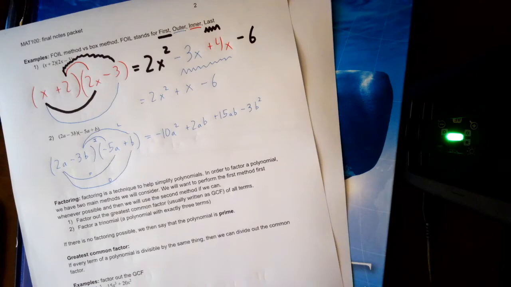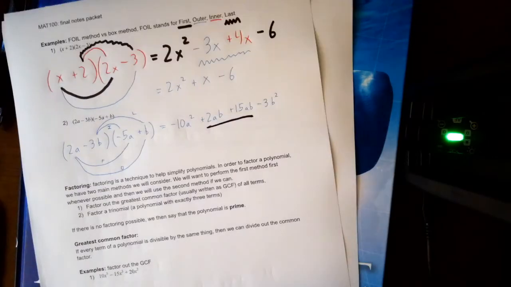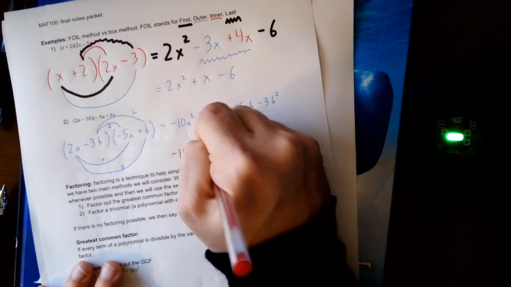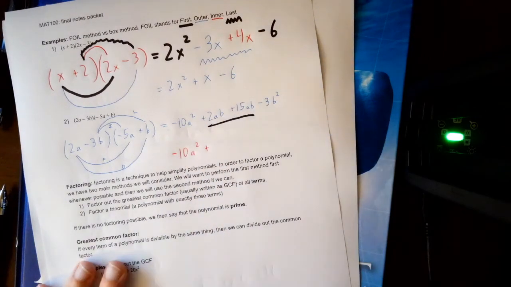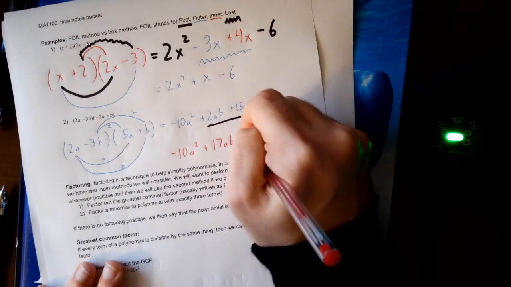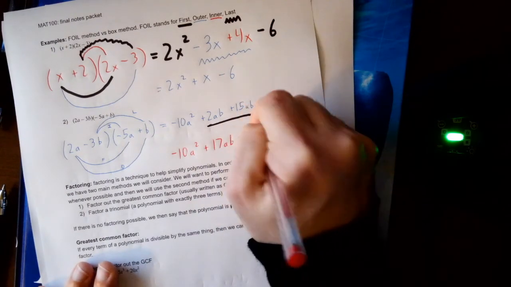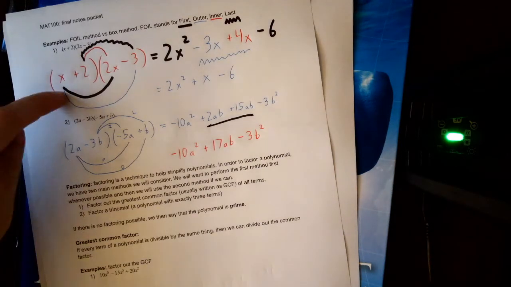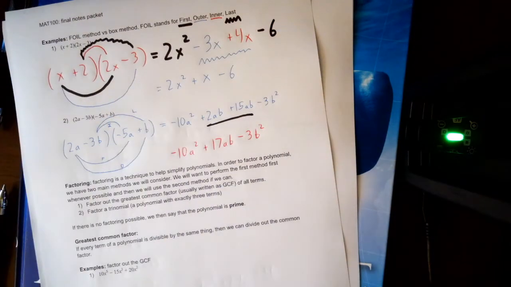And the last step, whenever you FOIL, you got to check if there's like terms. There are like terms, right? So when I write my final answer, it'll be negative 10a squared plus 17ab minus 3b squared. And that would be my final answer. So feel free when you have a 2-term times a 2-term to use either the FOIL or the box method. Both are fine. It's totally up to you which one you prefer.